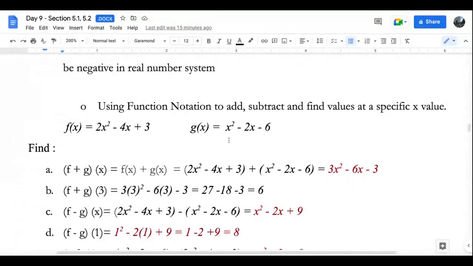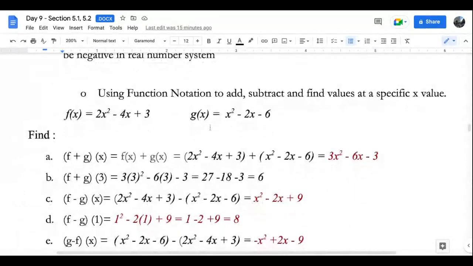So if we use function notation to add, subtract, and find the values at a specific x value, let's see some examples. We have f defined this way, we have g defined this way. If we want to do plus, it's adding function f with function g.